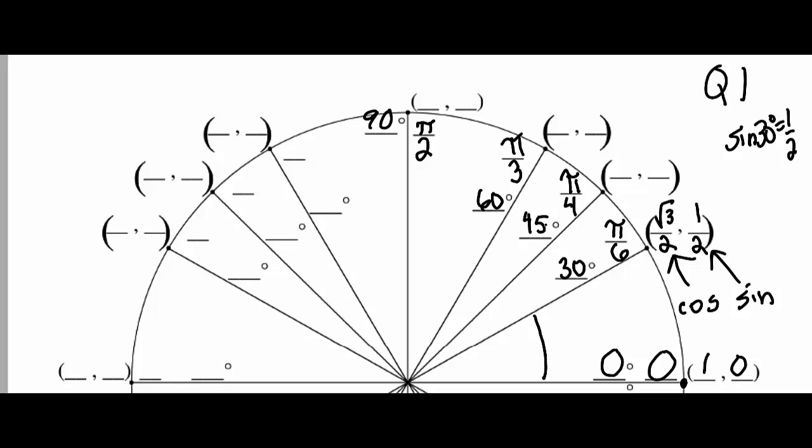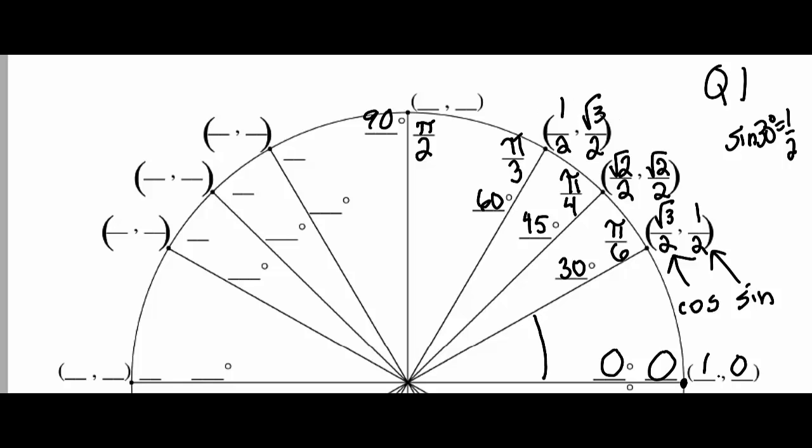For all of the 45 degree angles, or the pi over 4 family of angles, the sine and cosine values are exactly the same, square root of 2 over 2. For 60 degrees, it is exactly the opposite of 30 degrees. So the cosine value would be 1/2, the sine value would be square root of 3 over 2.